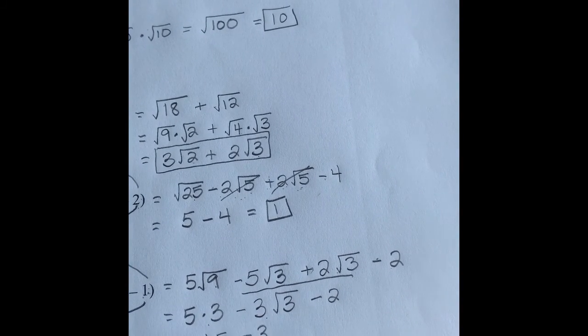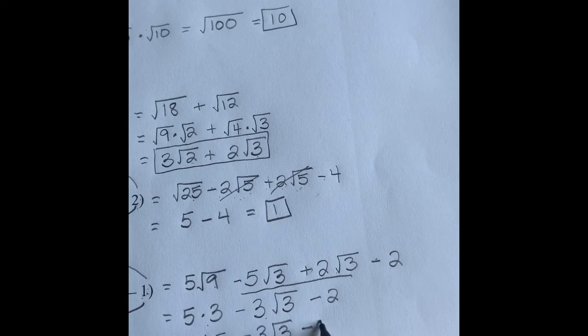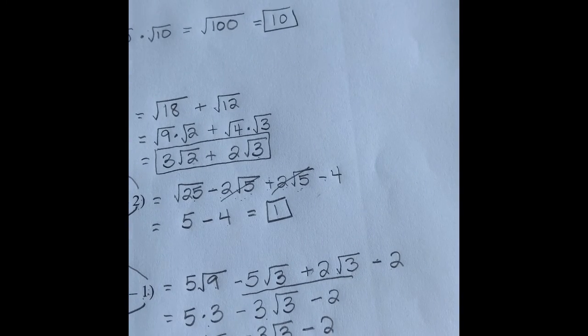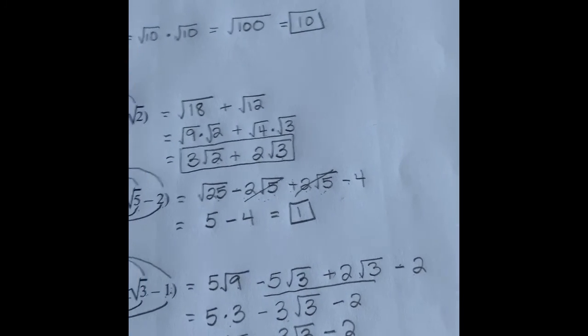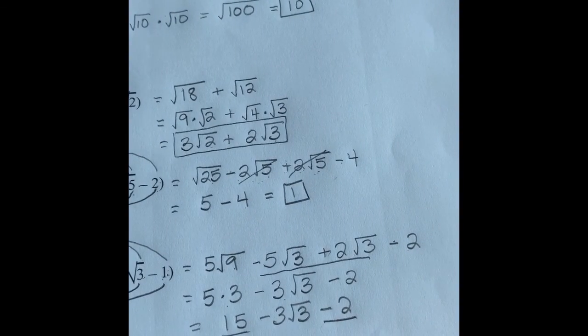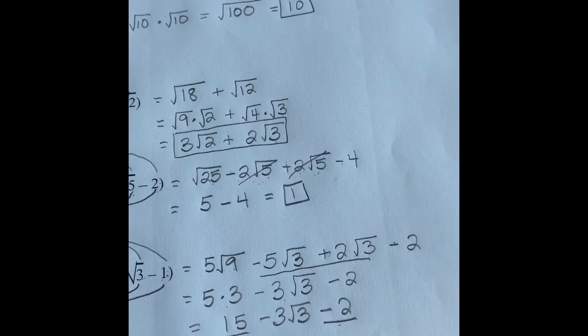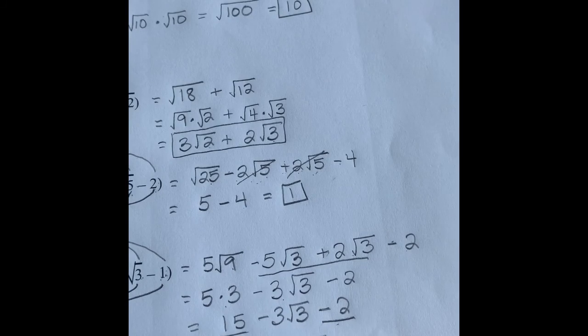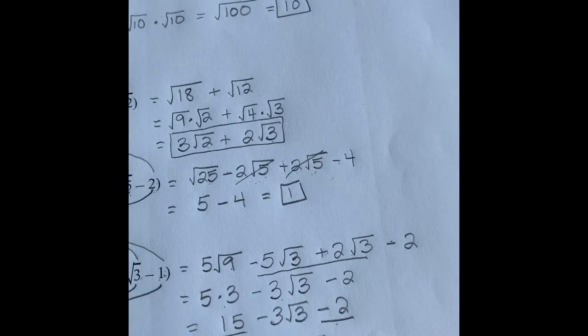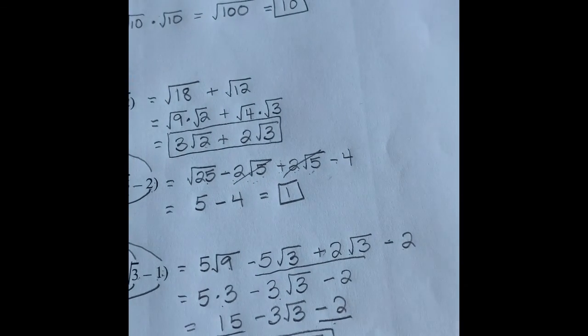Carry down the negative 3 square root of 3. Carry down the negative 2. And then finally, we've got those last like terms. So 15 minus 2 is 13. Carry down the minus 3 square root of 3. These are not like terms because this one has a square root of 3 and this one doesn't. So then that's just your final answer.